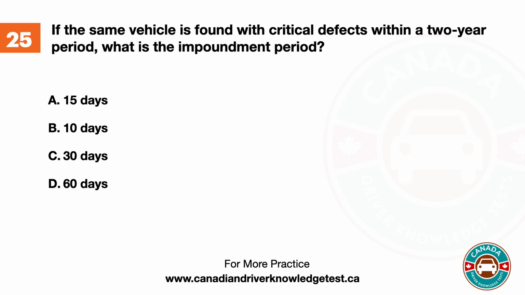Question 25. If the same vehicle is found with critical defects within a 2-year period, what is the impoundment period? A. 15 days. B. 10 days. C. 30 days. D. 60 days. The answer is C. 30 days.